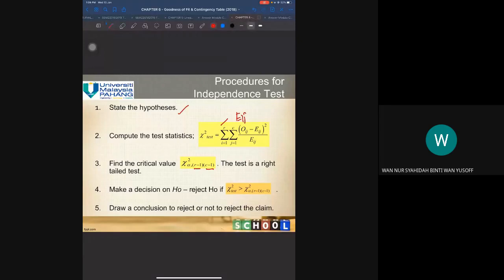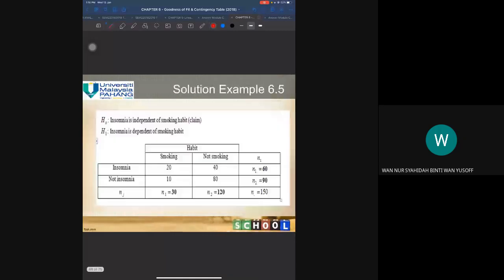After that, conclusion. The conclusion here is similar to what we do for the goodness of fit test. You just write back which hypothesis you support. Okay, we go to the exercise after this.